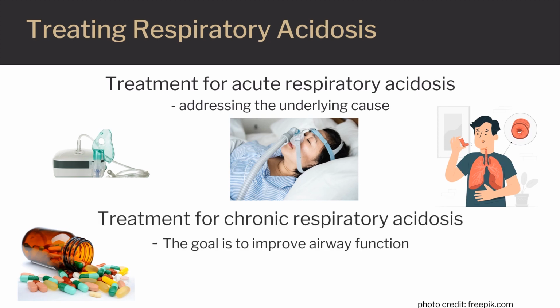The goal is to improve airway function. Some medications for treating respiratory acidosis include the following: antibiotics to treat infections, diuretics to reduce excess fluid buildup in the heart and lungs, bronchodilators to expand the airways, corticosteroids to reduce inflammation, and mechanical ventilation to assist breathing in people with severe respiratory acidosis.